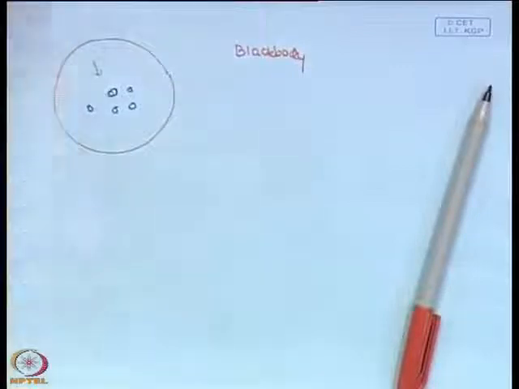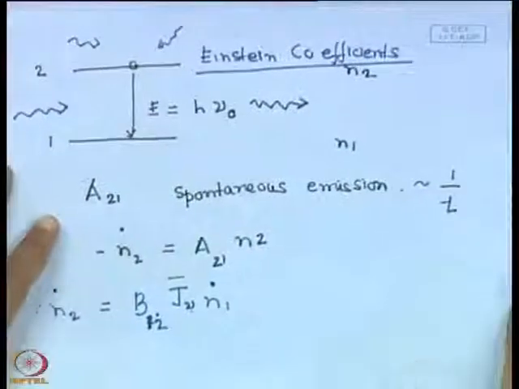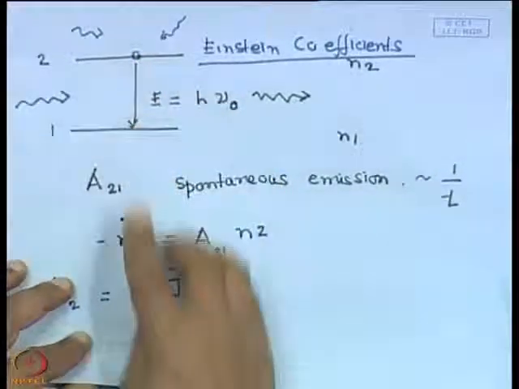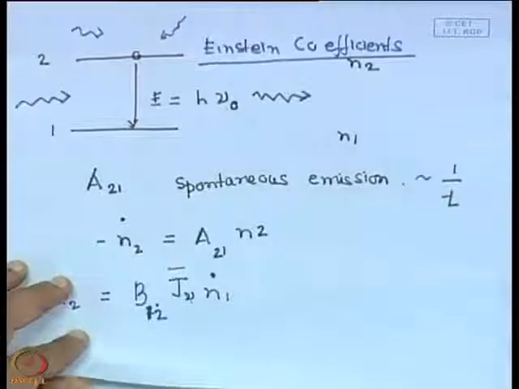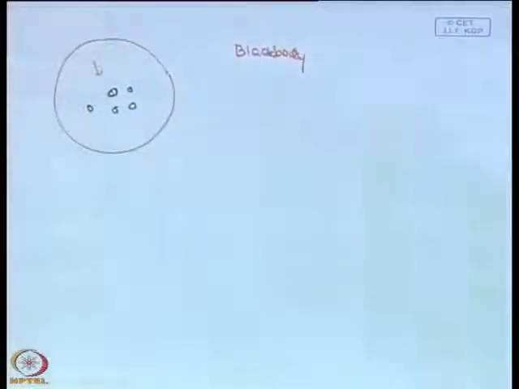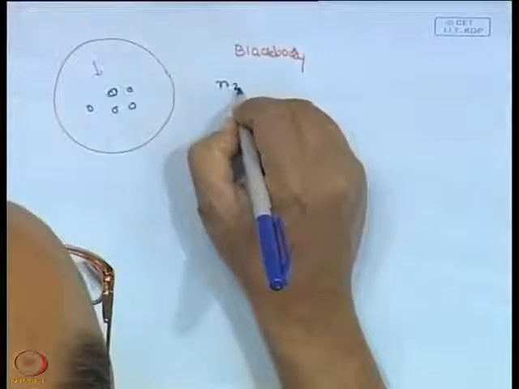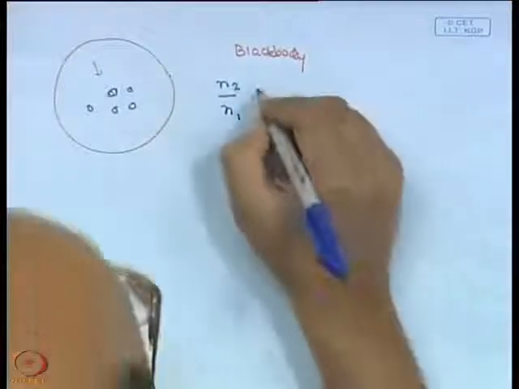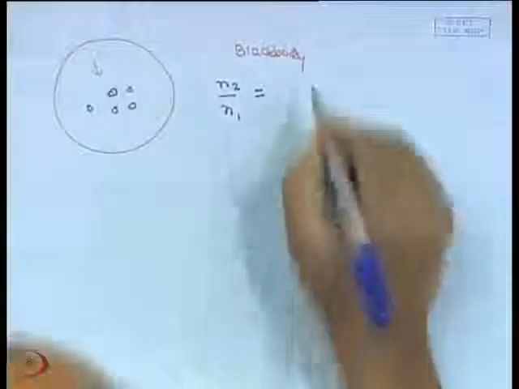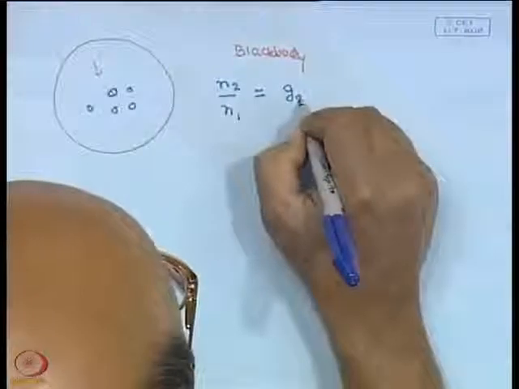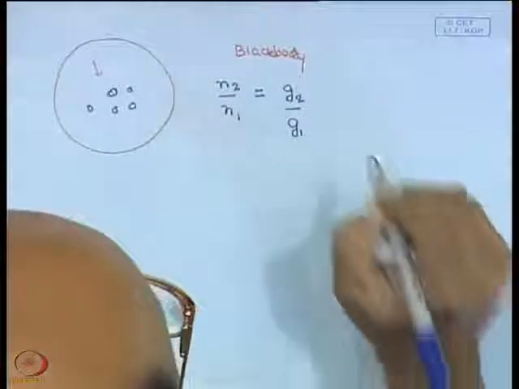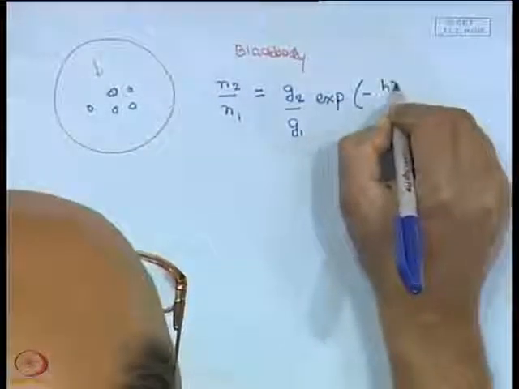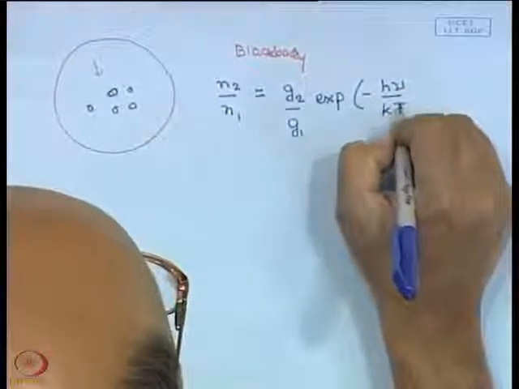Now, we know from thermodynamics, from statistical mechanics, that a two state system like this, if it is in thermal equilibrium at a temperature T, then N2 by N1 is going to be equal to G2 by G1 exponential minus h nu by kT. This is the Boltzmann factor.